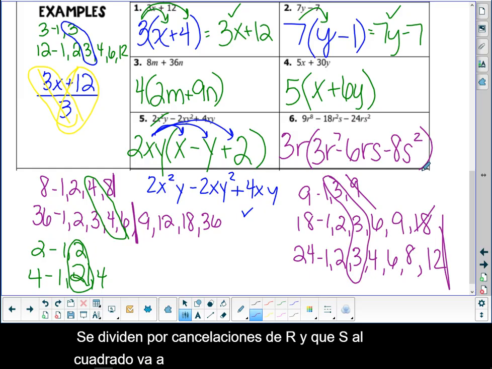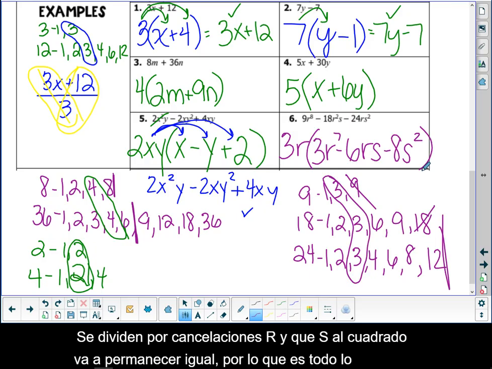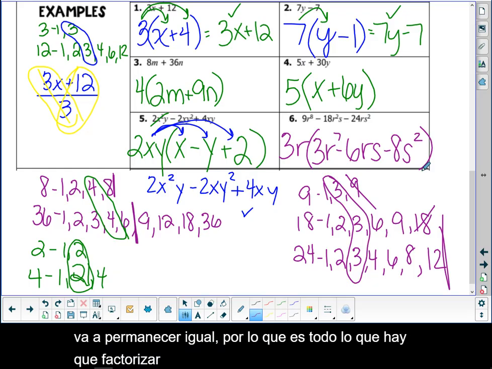So that is all there is to factoring by GCF. Find the GCF, divide it, and get your product, and you are finished.